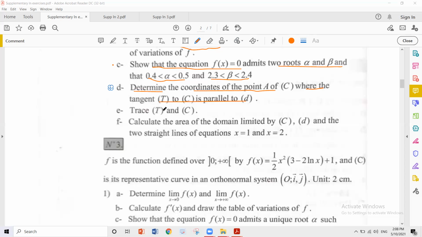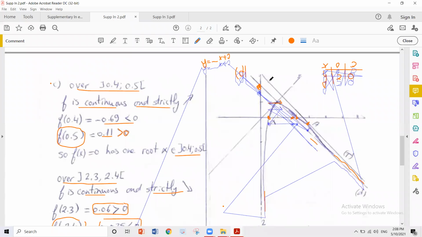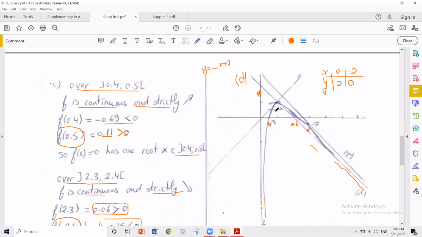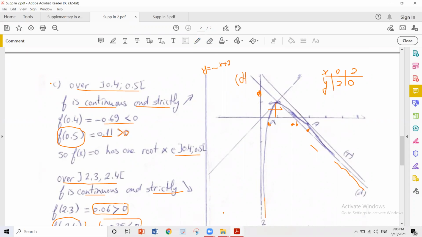Okay, let's start. Still we have part F. Calculate the area of the domain limited by C, D, and the lines x equal 1 and x equal 2. The area limited between C and D, the lines x equal 1 and x equal 2. X equal 1, this is x equal 1. X equal 2.